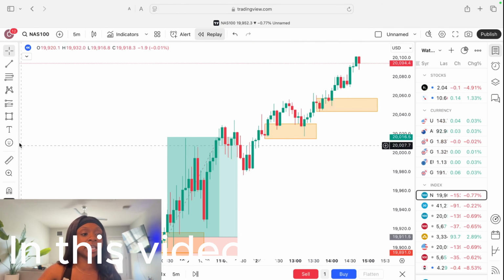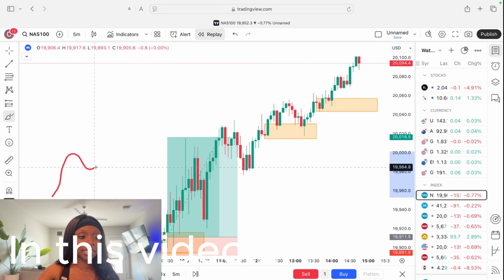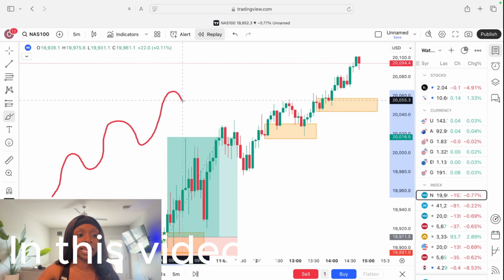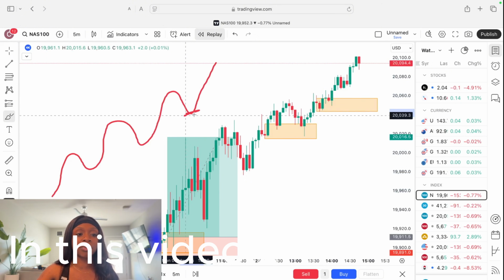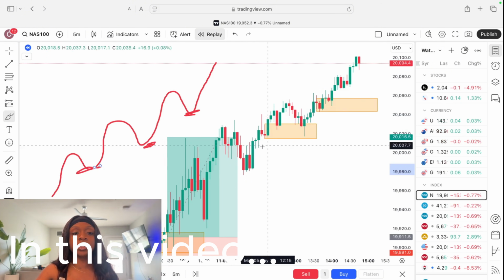You're literally getting in on the dips of waves. Like if a wave is moving up like this, you just want to get in at the bottom of those waves. So every time price is at the bottom of that wave, that's where you want to get in.